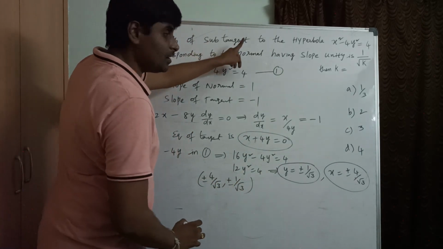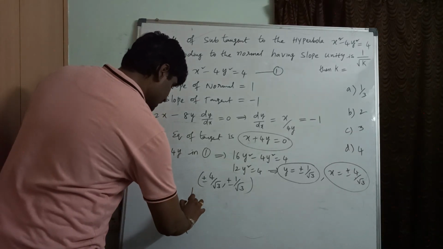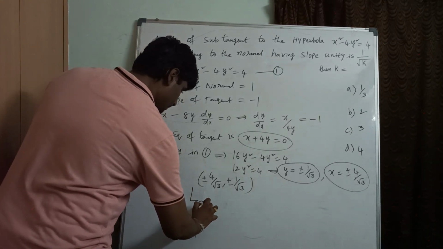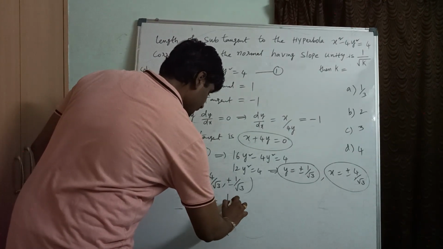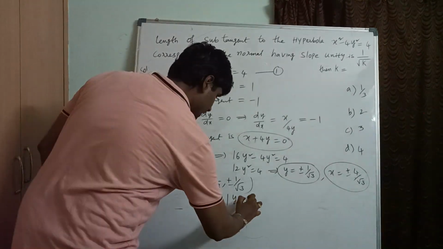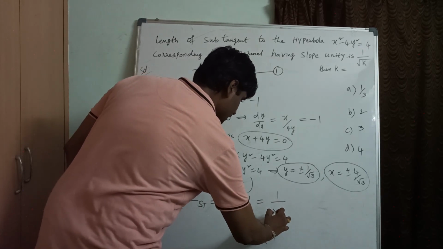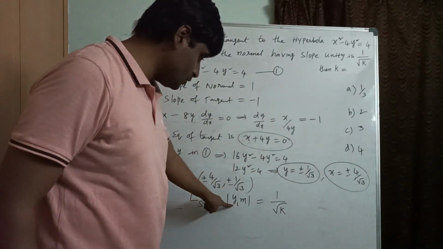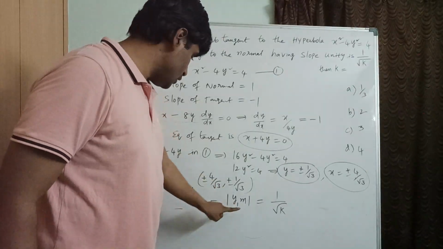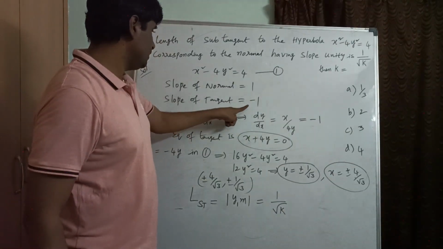Now what is the length of subtangent here? It is 1 by root k. But what is the formula? Modulus of y1 into m equals 1 by root k. What is y1? The y coordinate, 1 by root 3. What is m? The slope of tangent here, minus 1.